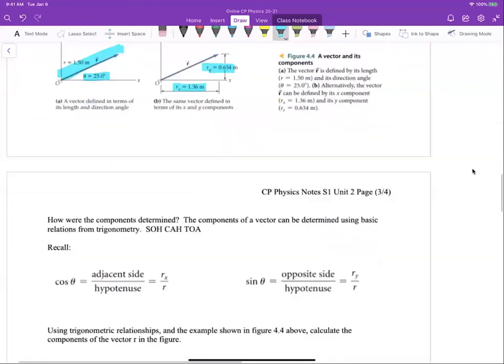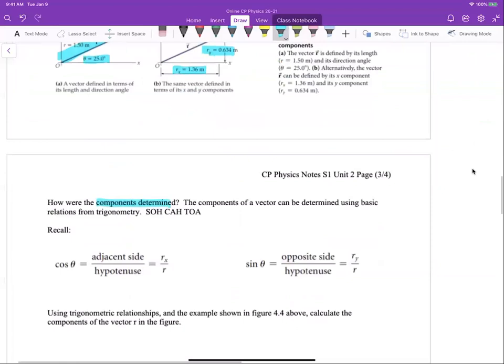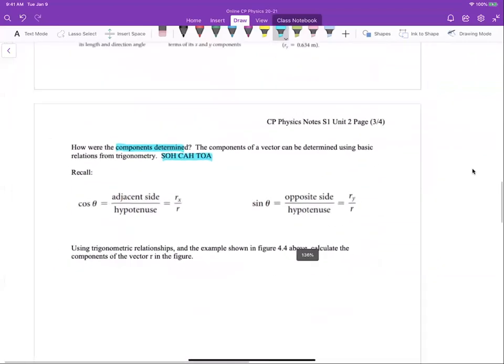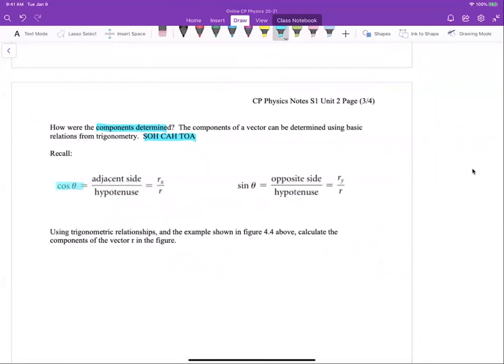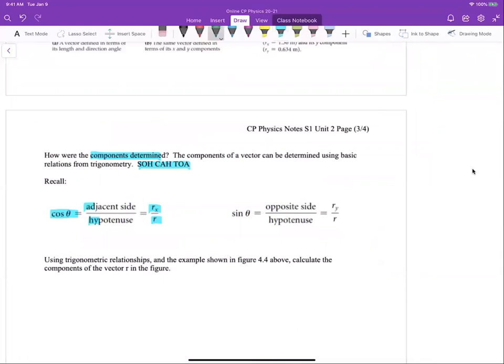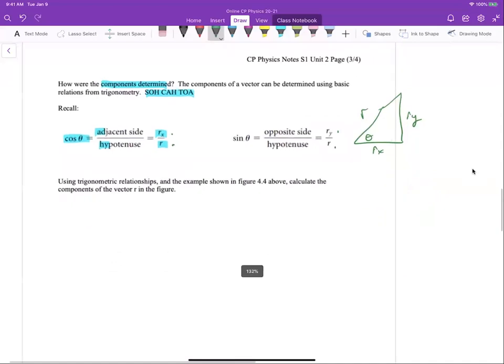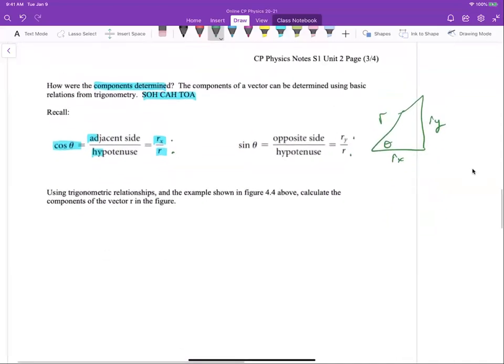How did they determine that? They determined that using SOHCAHTOA. Recall cosine is adjacent over hypotenuse. Let's redraw that triangle. Here was my angle, here was R, this is Rx, and this is Ry. The adjacent side to that theta was Rx, and the hypotenuse is R, and sine of theta was equal to Ry over R. Using trig relations, we're just going to prove that those values are the same.